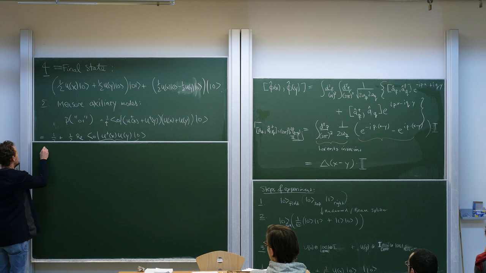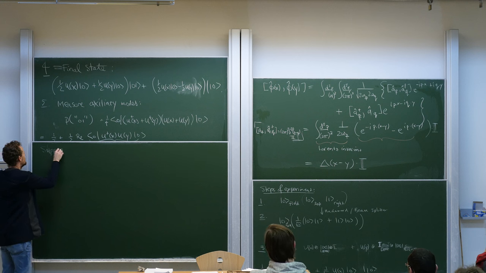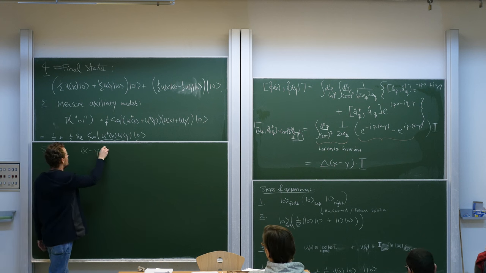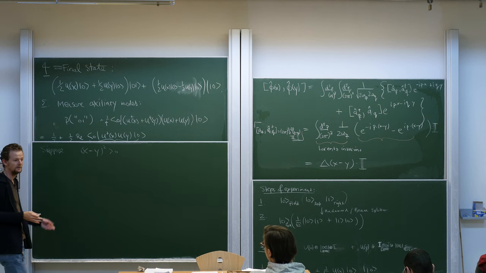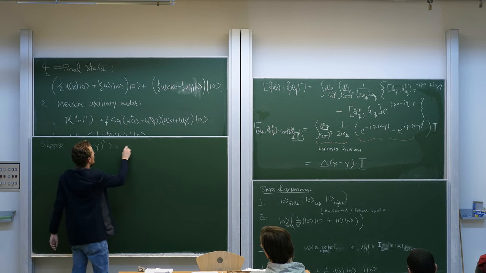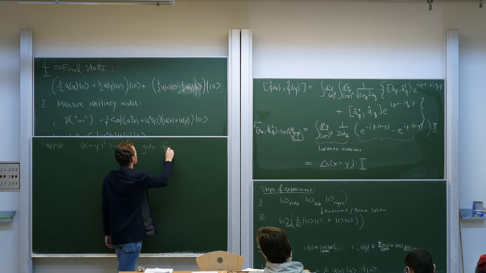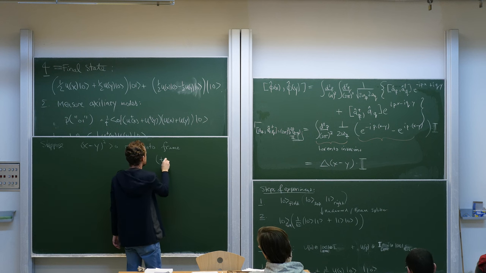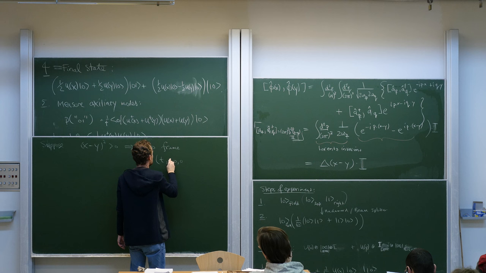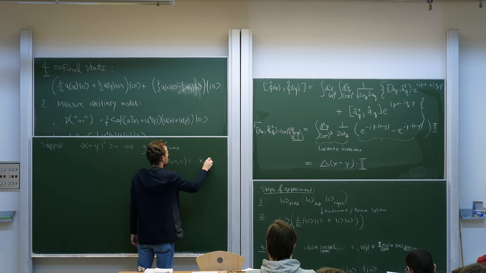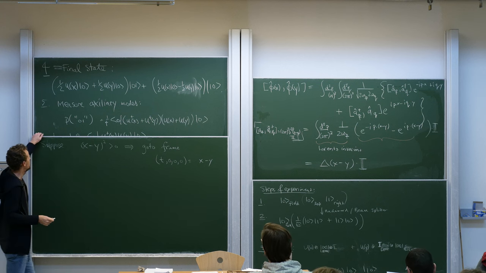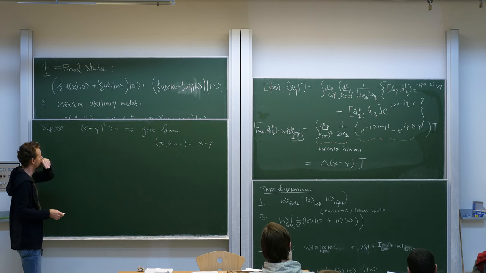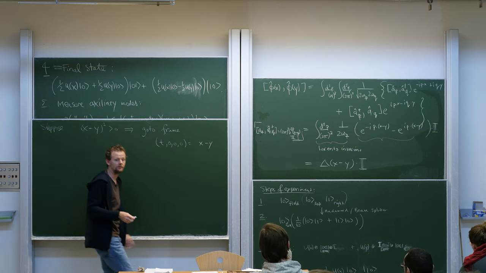Case by case analysis. Let's suppose, firstly, that x and y are time-like separated. Let's at least check that case out first. We're going to go to the frame where the difference is purely time-like, and let's evaluate this quantity delta xy in this frame, see what happens.